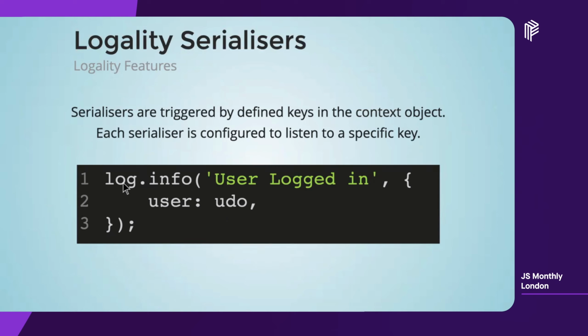So you have the Logality instance and then the method based on the severity of the log. So in this case, that's info. The first argument is the message, and the second argument is any data you want to pass through. This is basically the metadata.